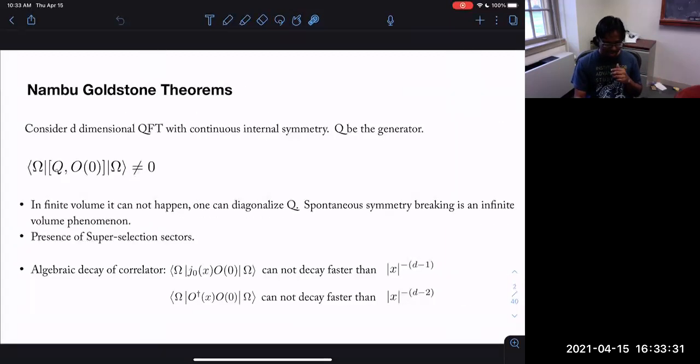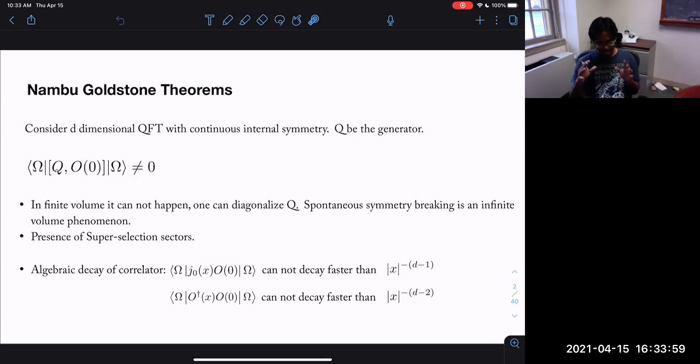So consider a d-dimensional QFT with a Poincare invariance, and also say there is some continuous internal symmetry with Q being the generator. So when we say there is a spontaneous symmetry breaking, what we mean is that there is a state omega, and there is some order parameter O, such that if I take the commutator of this charge and the order parameter in this state omega, then this is non-zero.